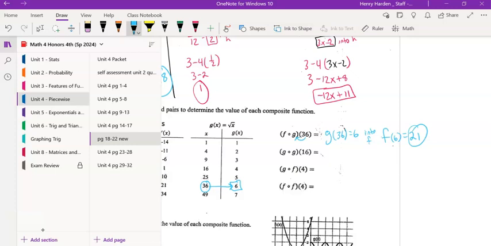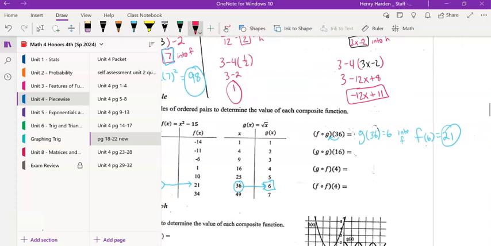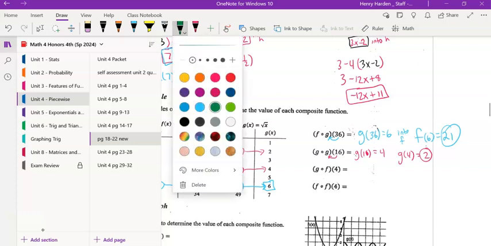Okay. All right, the next one is G of 16. So just sticking with G, we're going to start off with G of 16. So G of 16 means go to 16, we get 4. Now we're going to do G of 4, which is 2. And that's our final answer. Okay, next one.